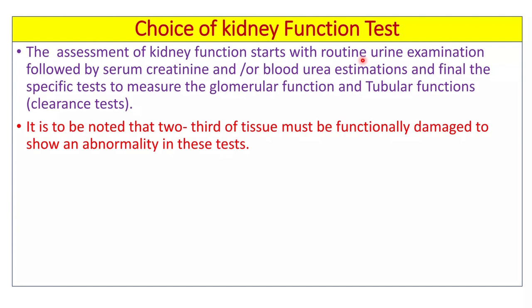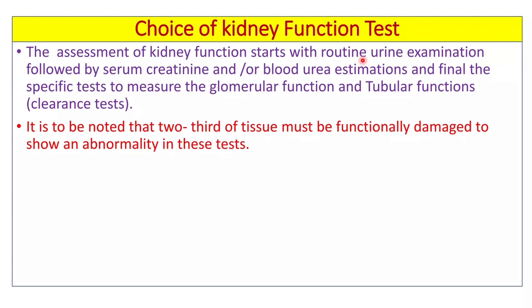So once the patient comes, we directly don't order for creatinine clearance or something like that. We order for the basic tests, simple urine examination, a kidney function test, that will give us a majority of the time an idea whether a patient could be having any kind of a kidney disease, and based on that the final specific tests will be done to assess the glomerular function or the tubular function or the renal blood flow, like clearance tests, etc.